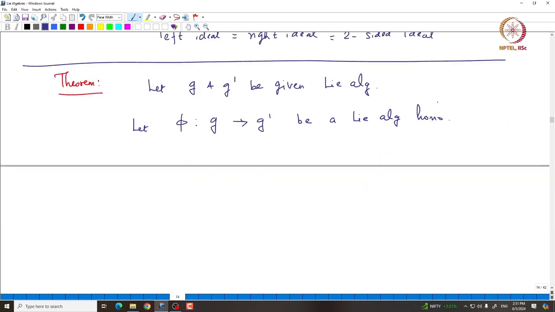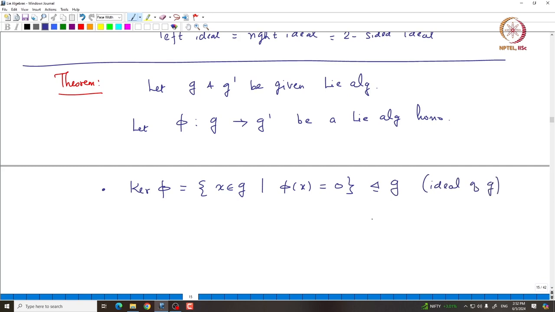Once we have this Lie algebra homomorphism, we will be able to define the following objects. The very first object is what is called the kernel. The kernel is defined as it is for C-linear maps: those x in G such that pi of x is 0. It is easy to verify that this kernel is indeed an ideal of G. We denote ideals by this tilted triangle.